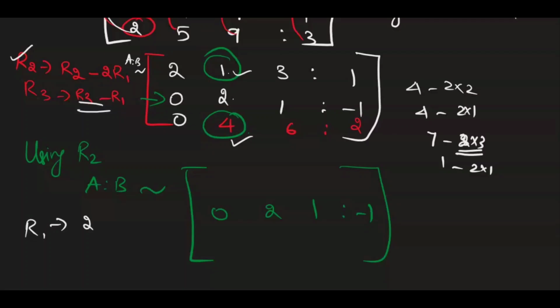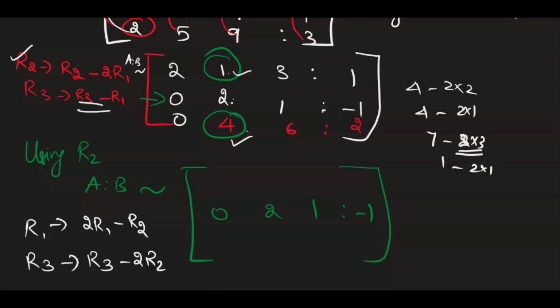Okay. So first R1 goes to 2 into R1, because 1 is there, 1 into 2 minus 2. So 2 into R1 minus 2 R2. Okay. So why have I written 2 R1? First value is 1, the first circle. So 1 into 2 minus. And the next one is R3 minus 2 R2. So R3 is 4 minus 2 into 2. So you will get 0.